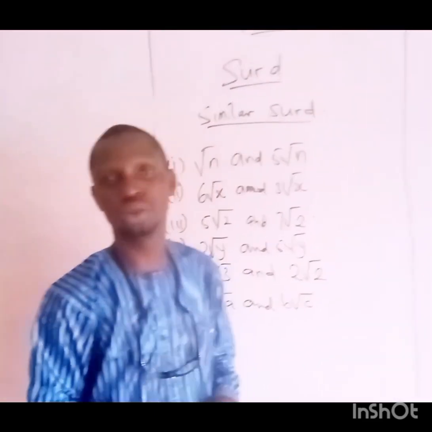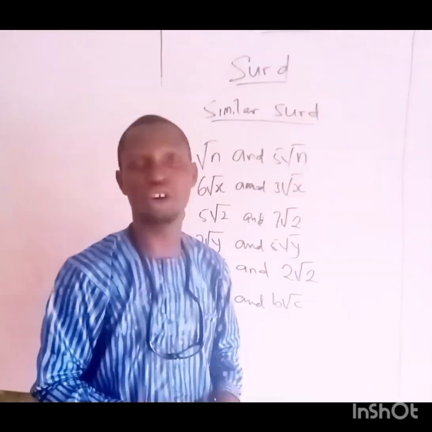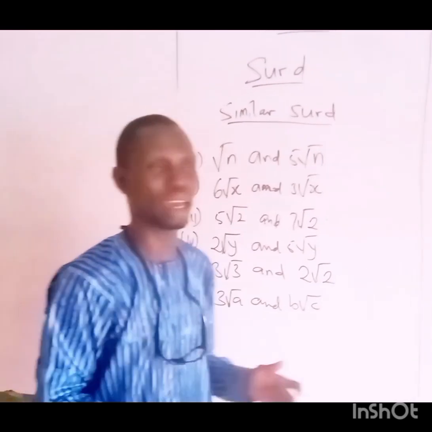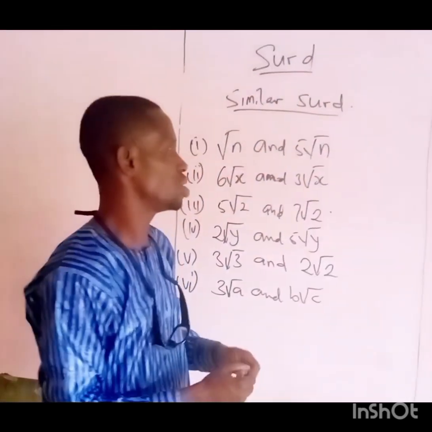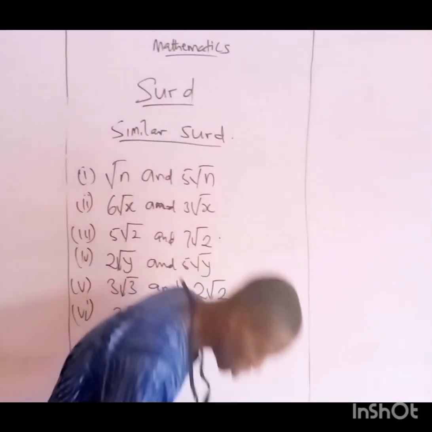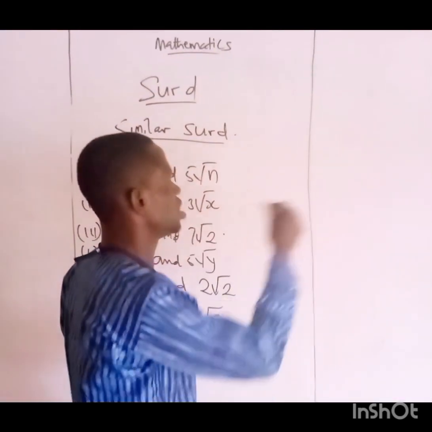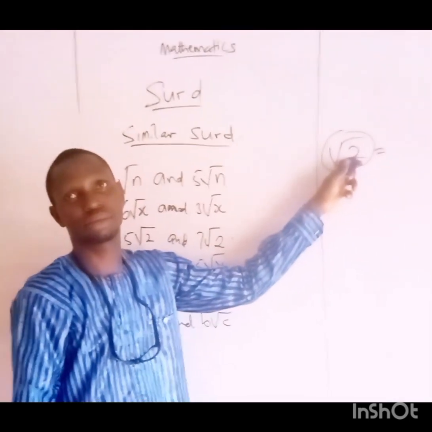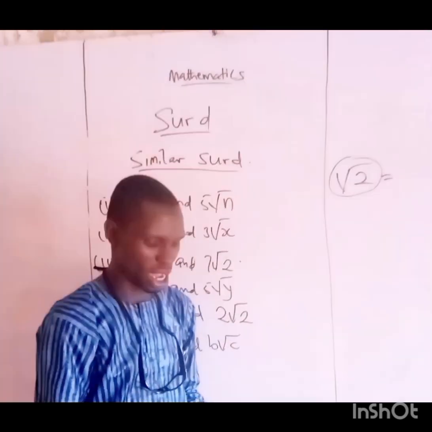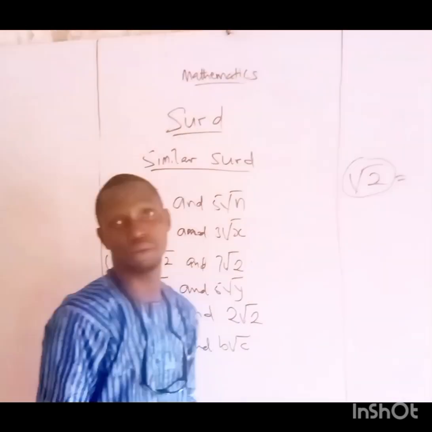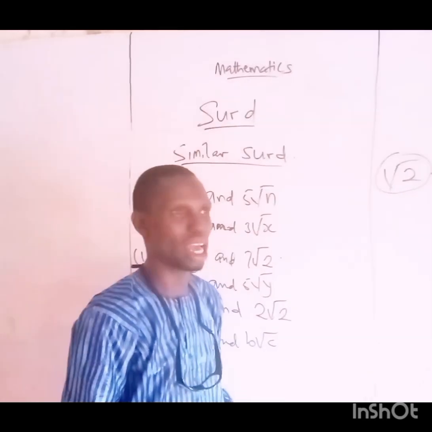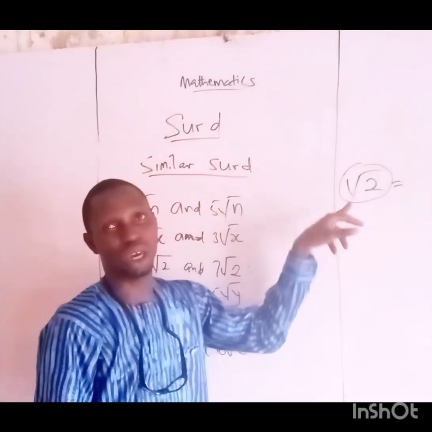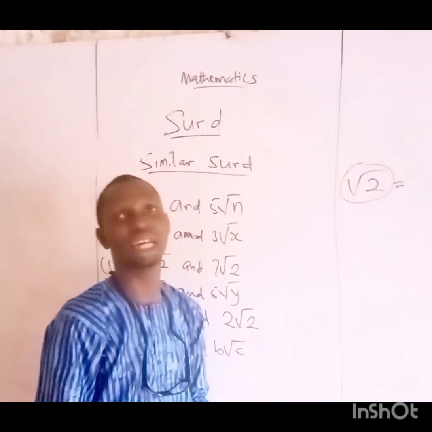Before we continue, I want to explain what it means when you say a number is irrational. When we say a number is irrational, it's another term that can be used to represent surds. When you say a number is irrational, that is, the number has a square root, for example the square root of 2. So this is an irrational number. Square root of 2 is an irrational number. So when we say a number is irrational, that means you can't get its perfect square root. That is why you call them irrational numbers.